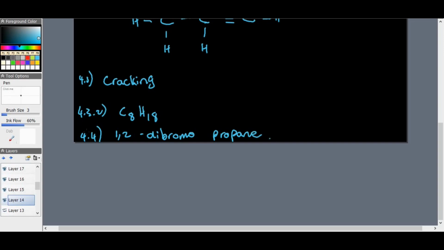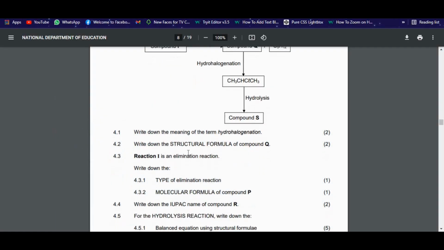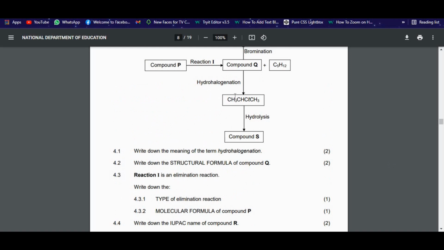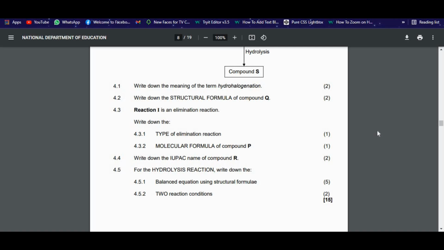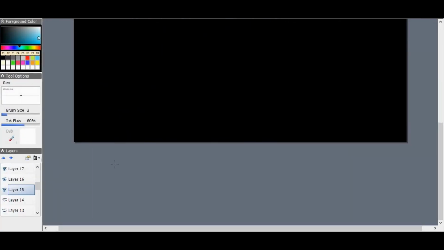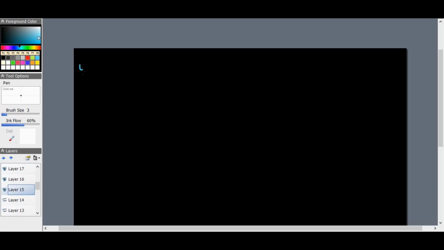Okay, and 4.5, I think, was the last question. You just see 4.5.1 and 4.5.2. Okay, to end off quickly, for the hydrolysis reaction, which is the halogenated compound going to compound S, write down the balanced equation using structural formulae to get compound S. Okay, so let's do that for 4.5.1. So, of course, we've got the chlorine on the second one.